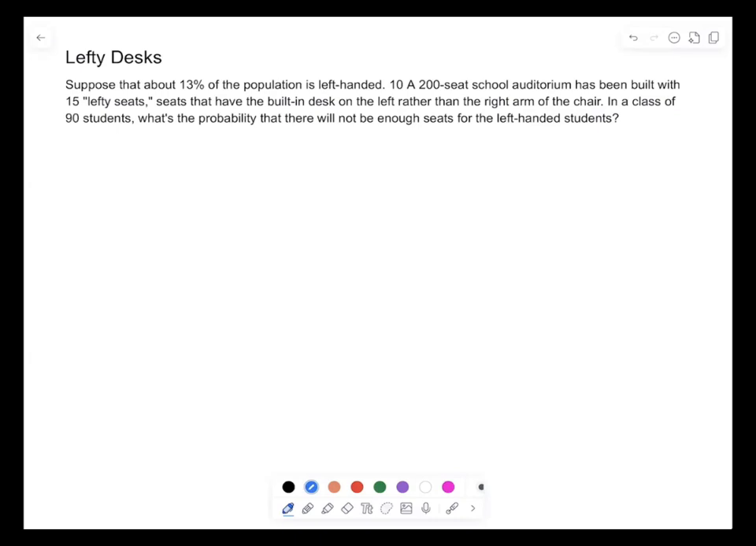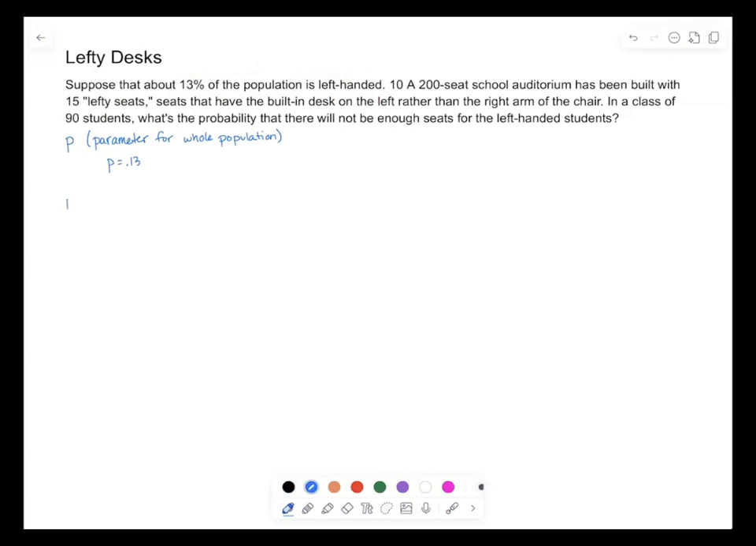Okay, this is useful. I know that P, now remember that's the parameter for the whole population, is going to be 13%. So P equals 0.13 because they tell us in the problem here that 13% of the population is left-handed. Normally we don't have that information, but in this case we do. Okay, so P is 0.13.